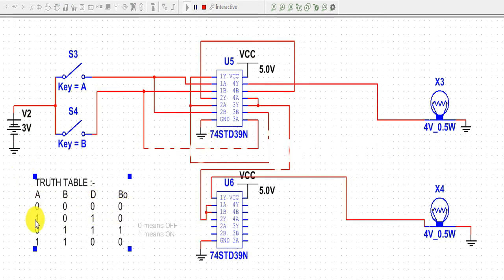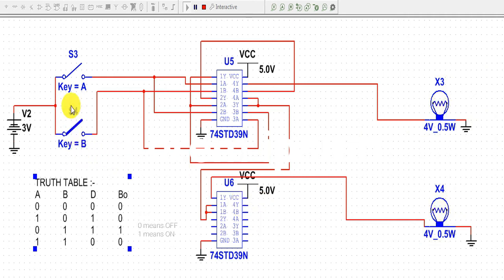For the second case, if we close switch 1 and keep the second switch open, then we will get a difference bit, but still we will not get a borrow bit. So let's see. As soon as we close the first switch, we get a difference bit, but we do not get any borrow bit. Now in the third case, if we open the first switch and close the second switch, we will get both the difference as well as the borrow bit. So this is clearly visible.